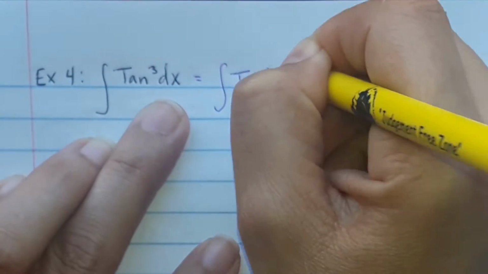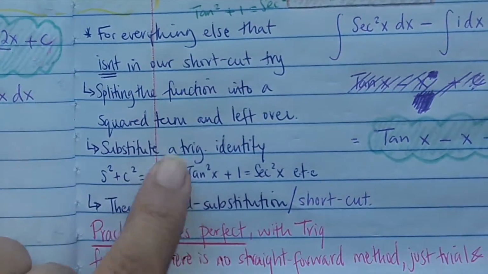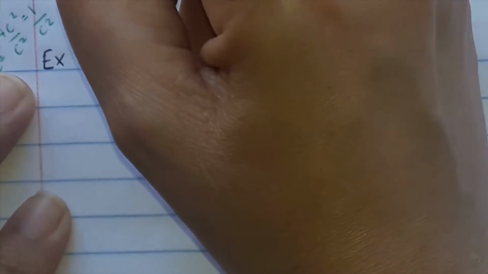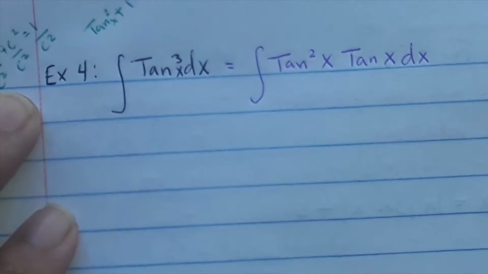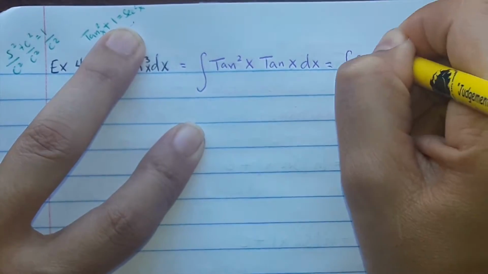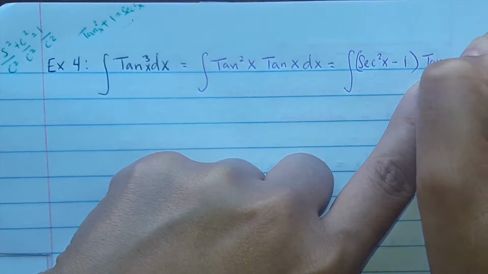So let's do tan cubed, separated into a squared function. So tan squared times tan x. Then substitute a trig identity. Again, sine squared plus cosine squared equals 1. Divide everything by cosine squared. You're going to get tan squared plus 1 equals secant squared. You need to write that down or I will not give you credit. Alright, so write it in. Tan squared is that, times tan x.